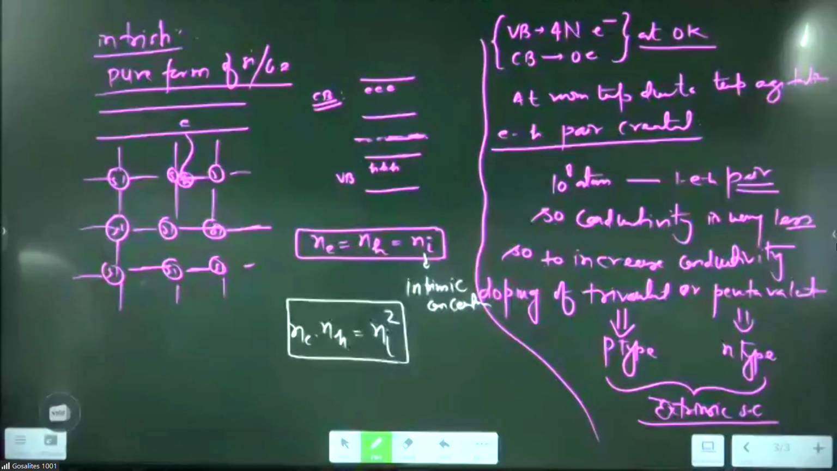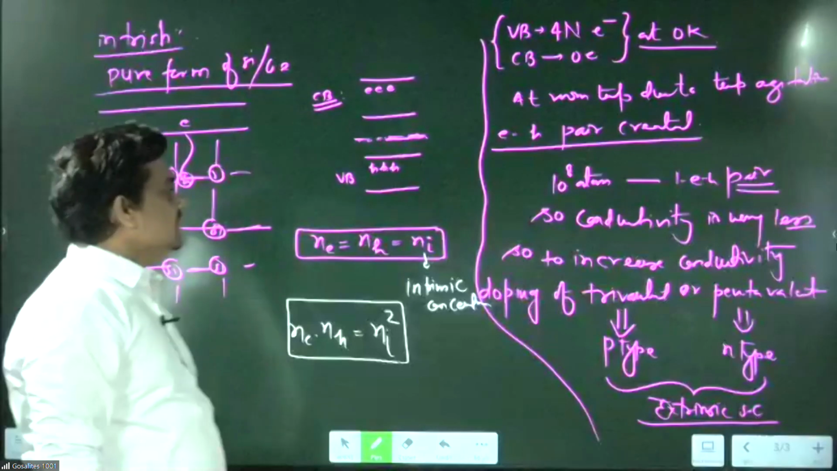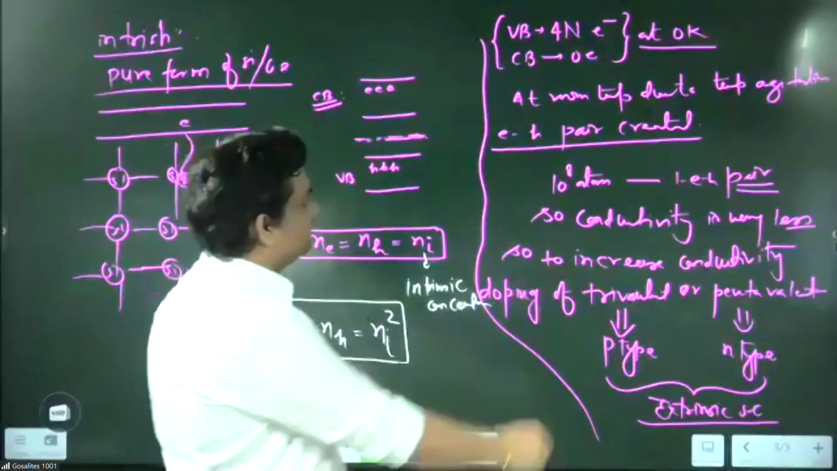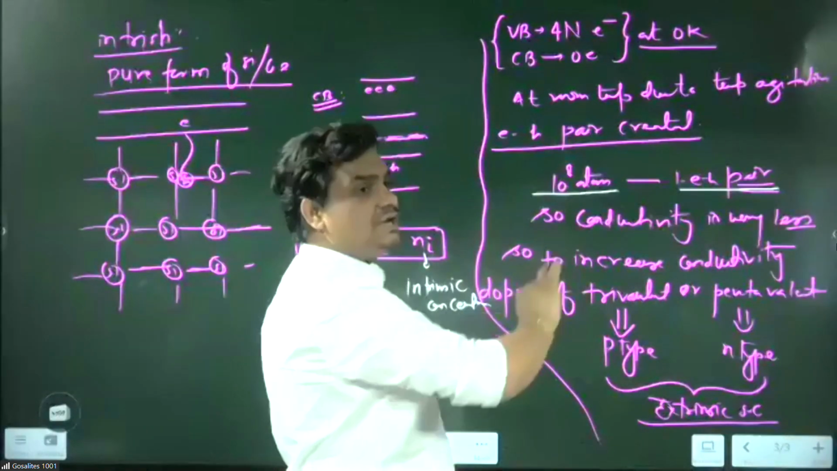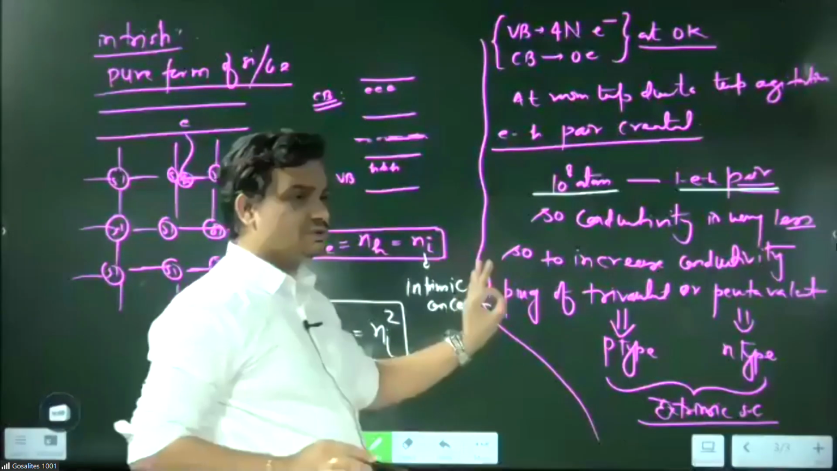Ne into NH equal to this thing. Listen, in this one we have to remember that conductivity is very low, because out of 10 power 8, only one electron-hole pair is created. So we need to mix something. Ne into NH equal to Ni whole square.